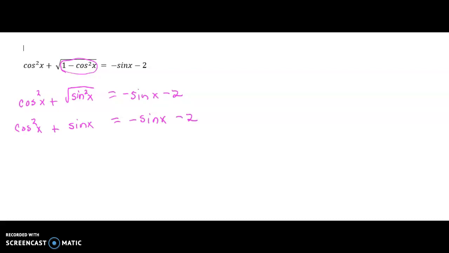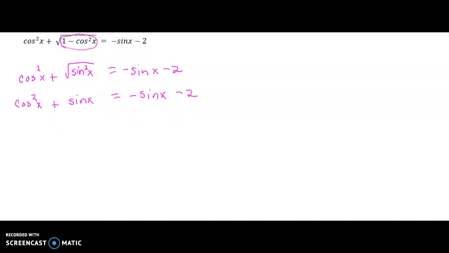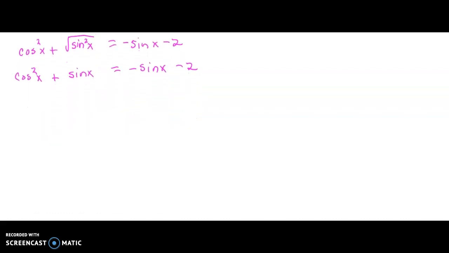Okay, now my next issue with this problem is we have two different trig functions. So let's change cosine squared out into 1 minus sine squared, which is the Pythagorean identity, plus sine x equals negative sine x minus 2. Okay, now I want to bring everything to one side. I'm going to have to factor. I know I'm going to have to factor because I have a sine squared.